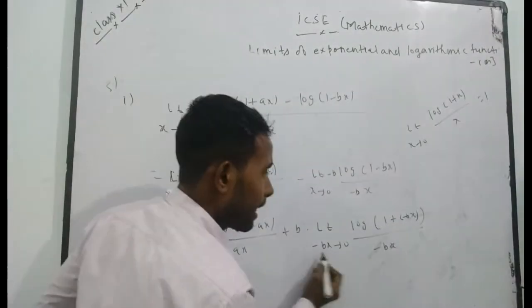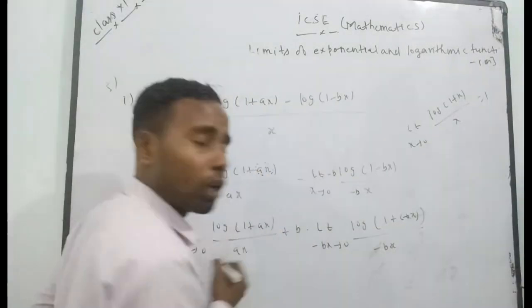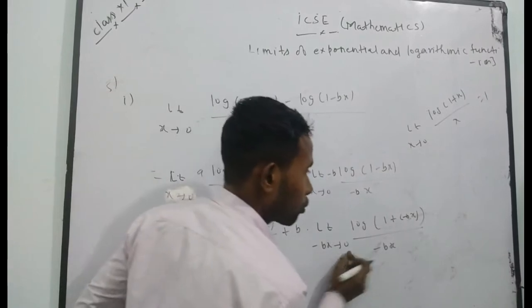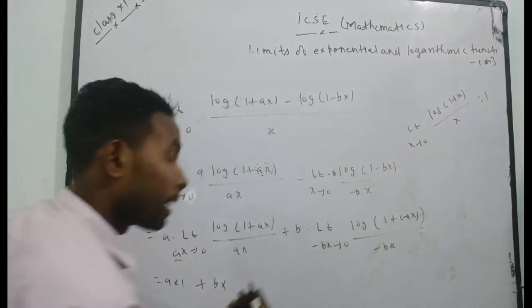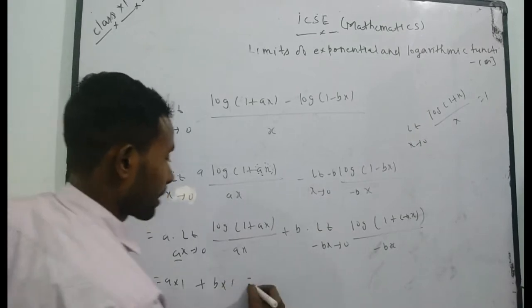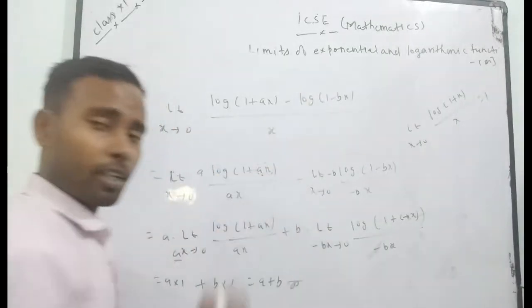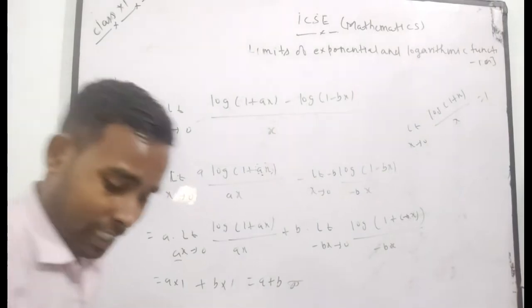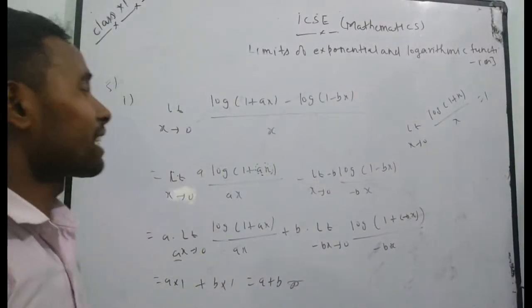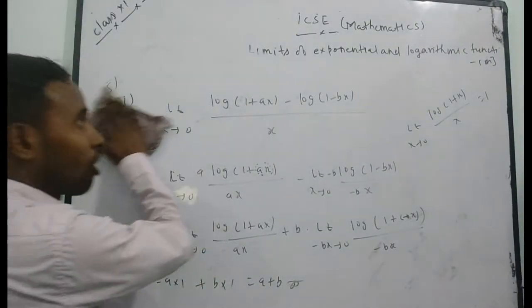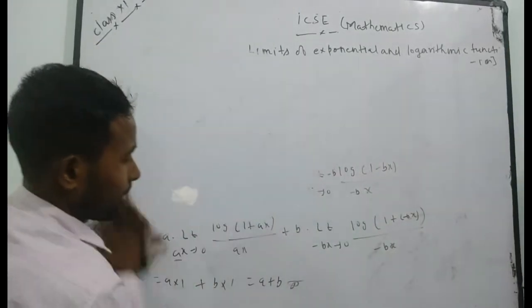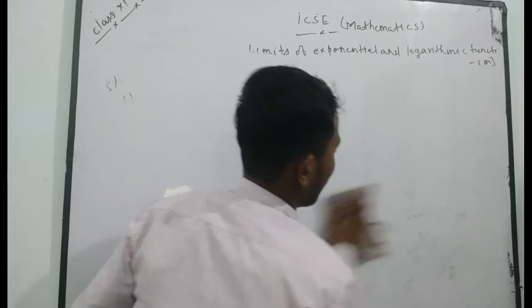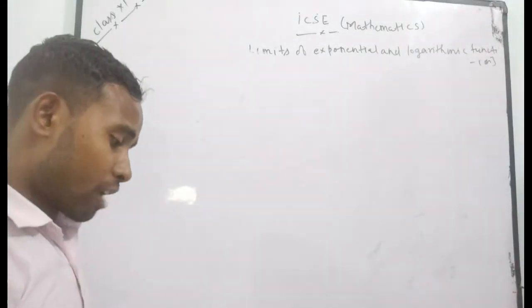Similarly, here, suppose that minus bx is equal to y. In that case, if y approaches 0, then it becomes log(1 plus y) by y, which will definitely again be 1. So it finally becomes a plus b, which is your required answer. There is nothing more. Simply try to convert it into a standard formula. Thereafter it becomes very easy for you. Only put in the value of the formula.